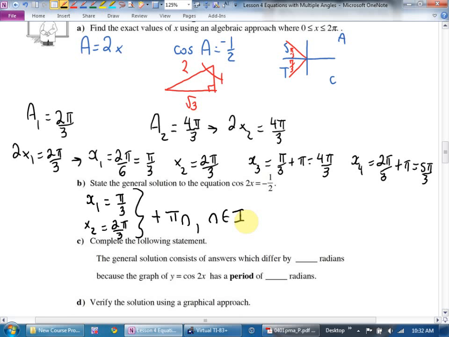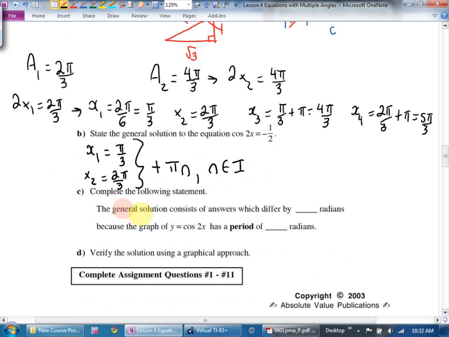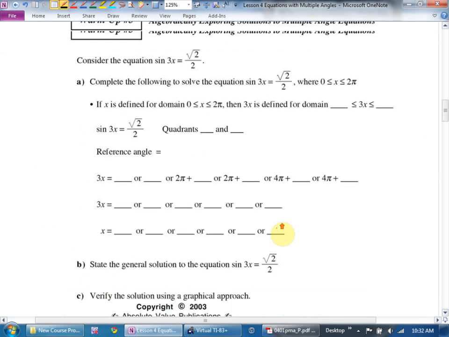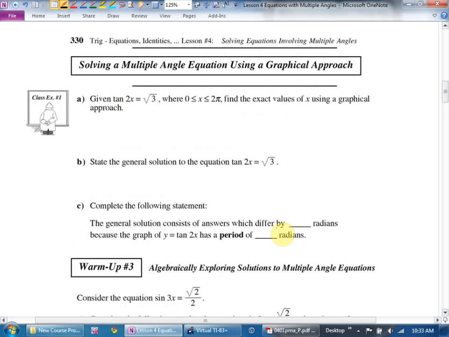Oh, it says complete the following statement. The general solution consists of answers which differ by pi radians because the cosine of 2x has a period of pi radians. It wants us to jump into the homework. We're going to go back one page, please, to page 330. But instead of solving this one with a graphical approach, we're going to solve it with an algebraic approach.